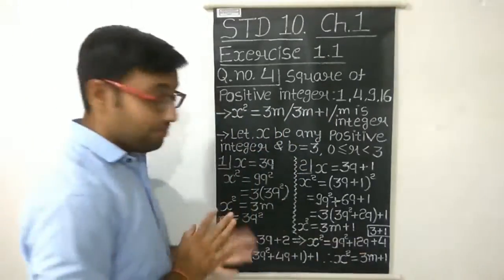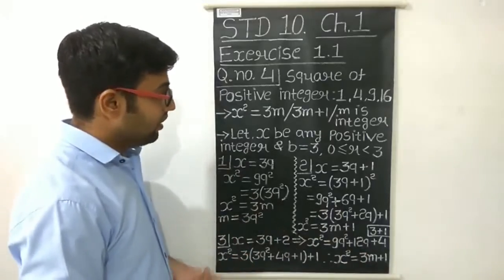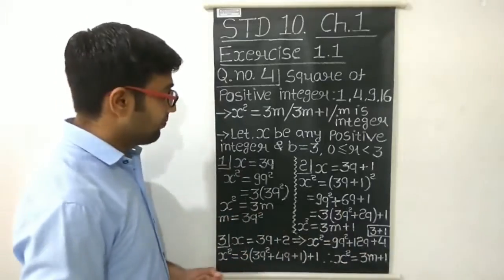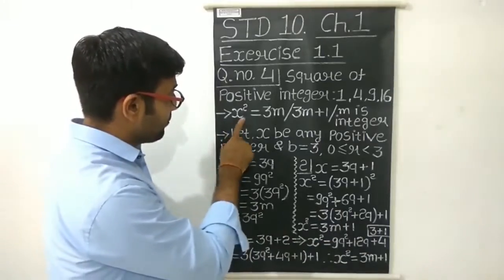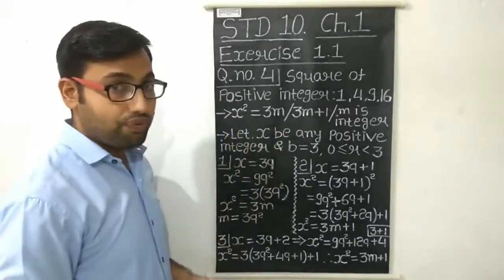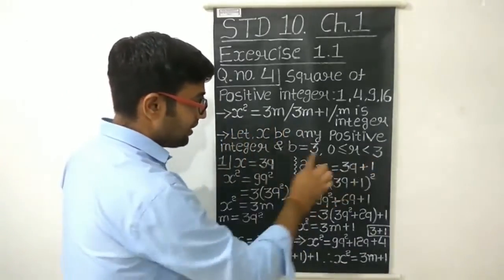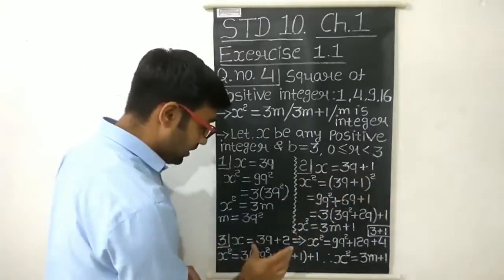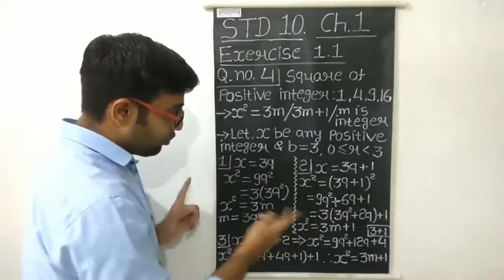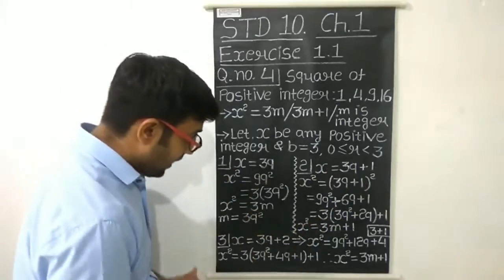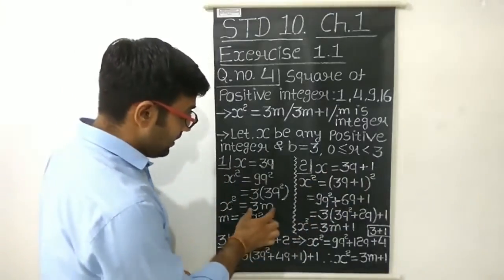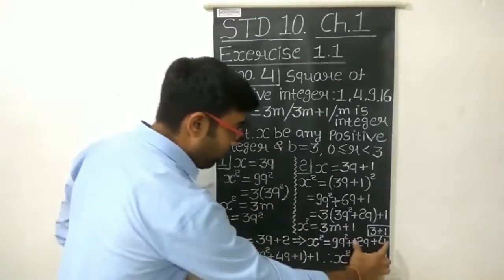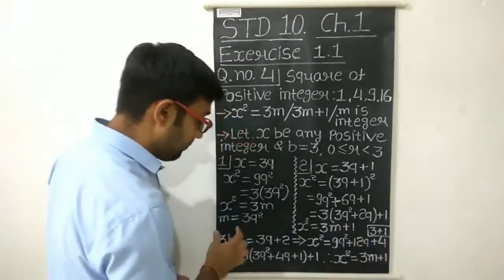So here the sum is over. Again I have to say that whenever we have to prove the square as 3m and 3m plus 1 form, we have to take b as 3, and that is why we get the 3 cases, 3q plus 0, 3q plus 1 and 3q plus 2. Now applying the square both sides, whatever we get is represented either in the form of 3m or in the form of 3m plus 1.